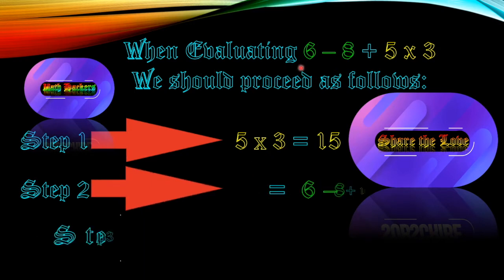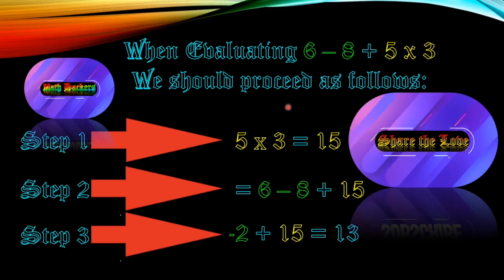When evaluating 6 minus 8 plus 5 times 3, we should proceed as follows. Step 1. 5 times 3, multiplication, first priority, which leaves us with 15. Moving on swiftly to step 2, 6 minus 8 plus the answer from step 1, which is 15. Moving on to step 3, minus 2 plus 15, which is 13. If you're wondering how we got minus 2, we did 6 minus 8, which is minus 2, plus 15, which is the same as 15 minus 2, which gives us 13.